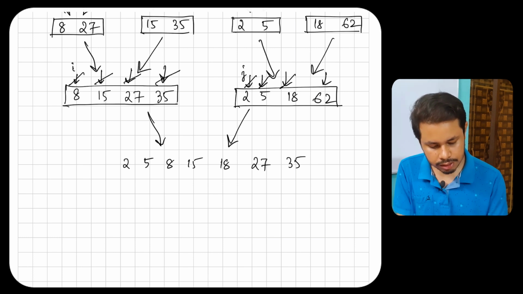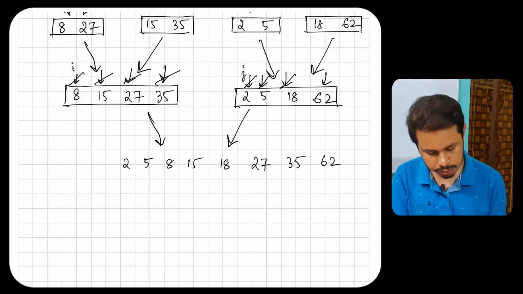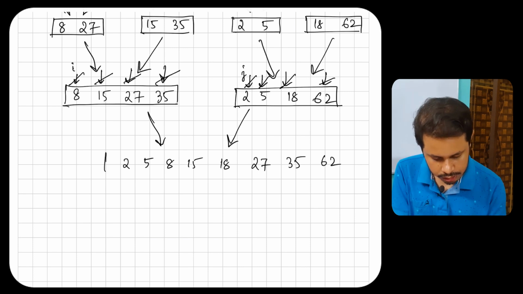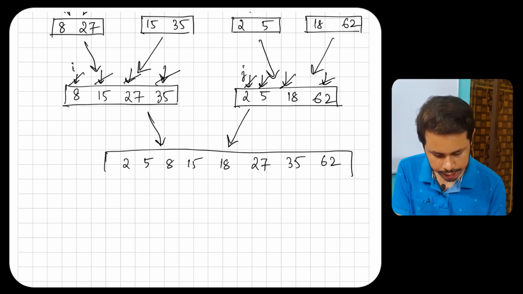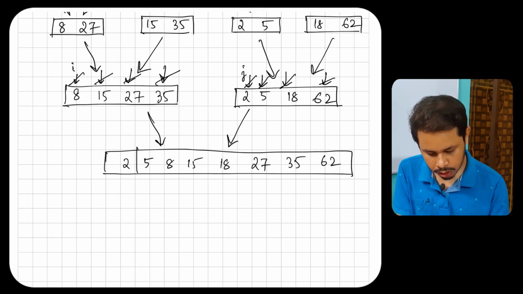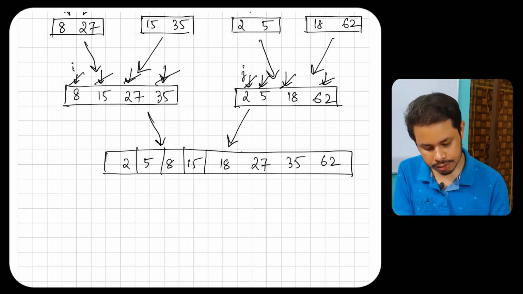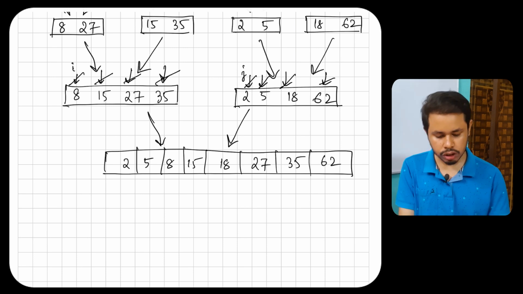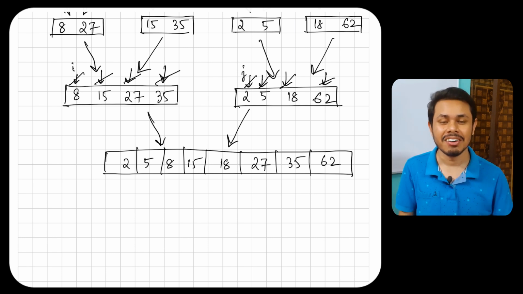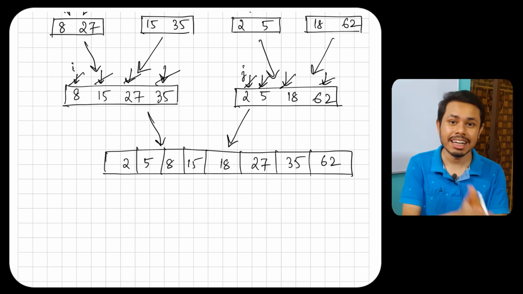What option do we have? 62 is left, so put 62, right? So this is our newly constructed array which is already sorted. 2 5 8 15 18 27 35 62, which is already sorted. Can you see the magic of merge sort and how we can get that merge sort?